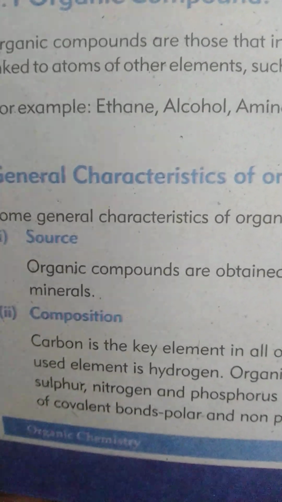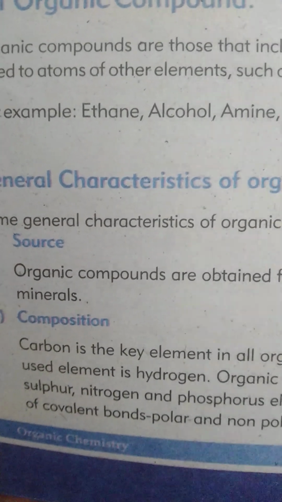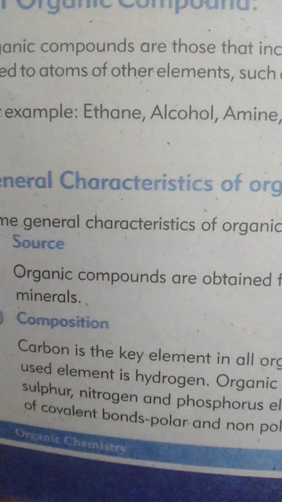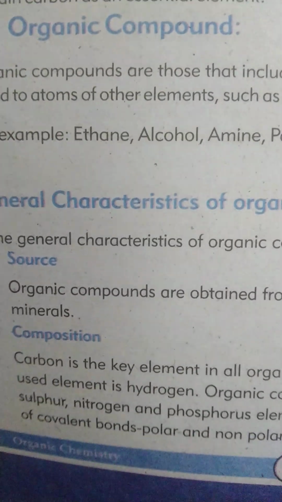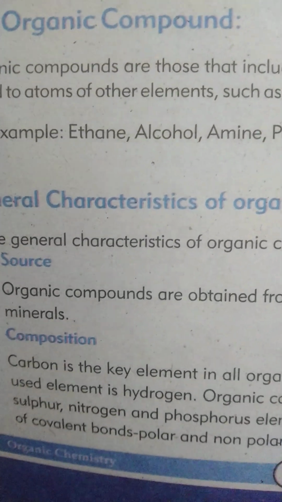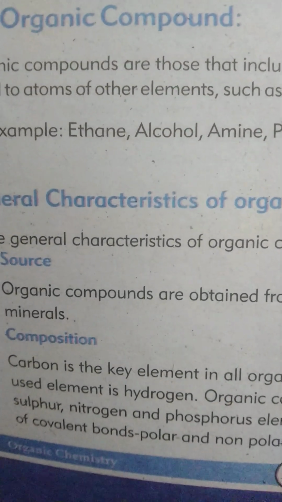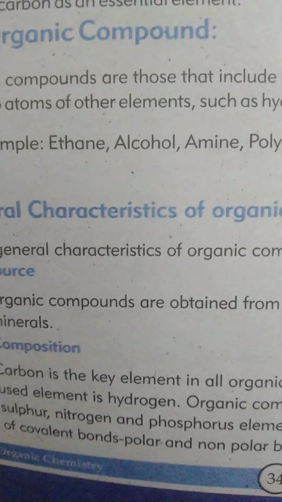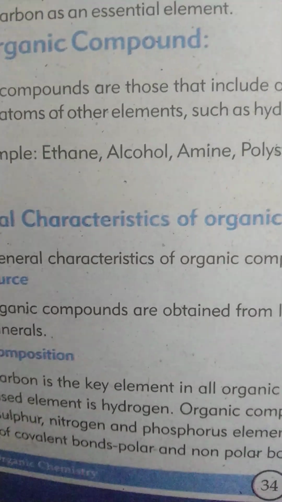When we talk about the general characteristics of organic compounds, the first is the source. Organic compounds are obtained from living things like animals and plants. When we see the composition, carbon is the key element in all organic compounds, but it is frequently combined with hydrogen.